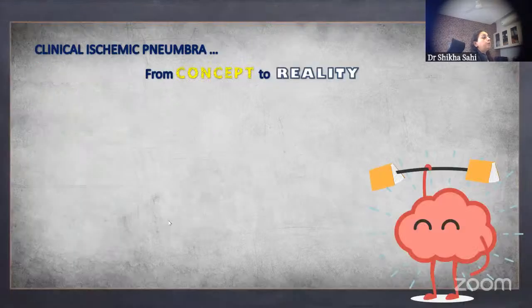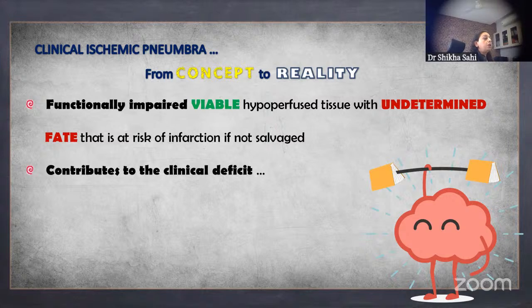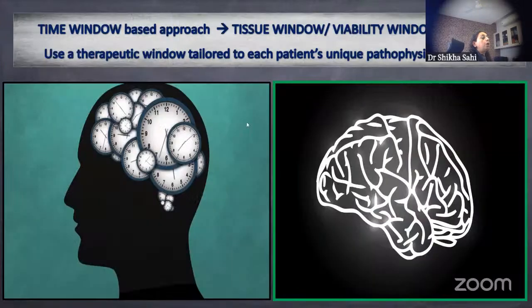So from the theoretical concept to reality, the penumbra means functionally impaired but viable tissue with undetermined fate. That is at risk of infarction if it is not salvaged. It is contributing to the clinical deficit, and its resolution is associated with proportional recovery of the neurological function. So after this understanding, now we are moving from time window to tissue window or viability window approach, so that there should be a therapeutic window which is tailored to each patient's unique pathophysiology.